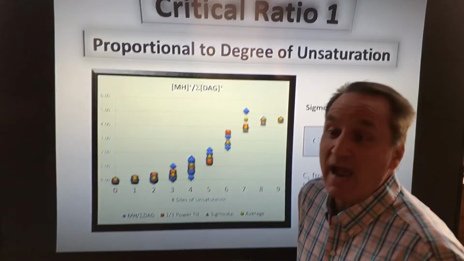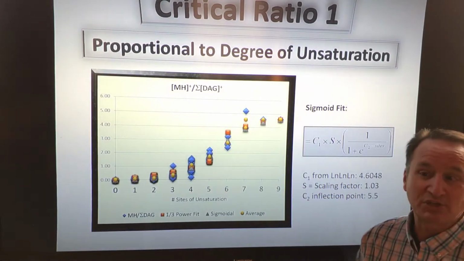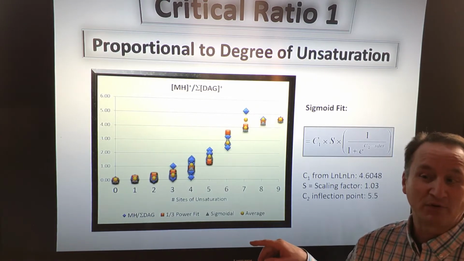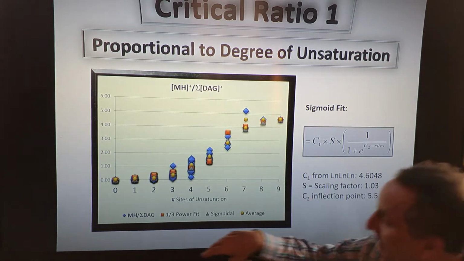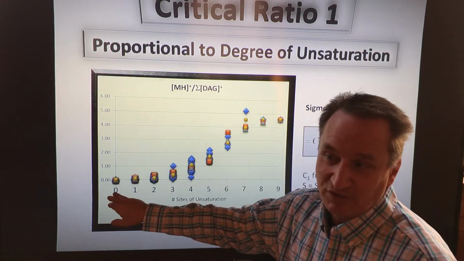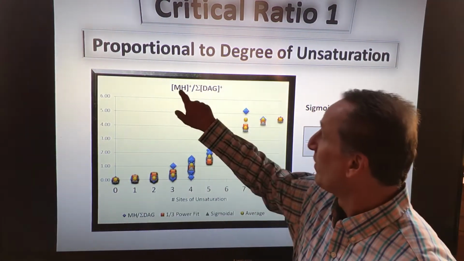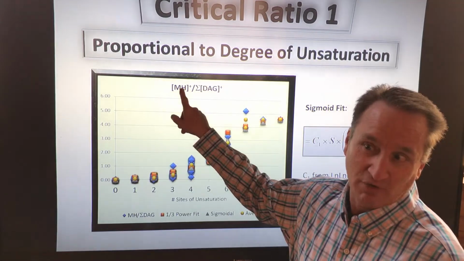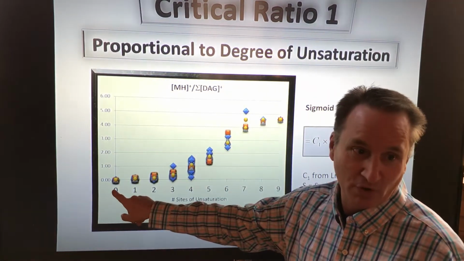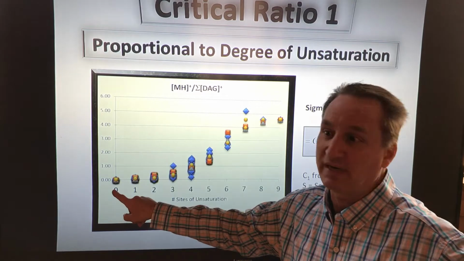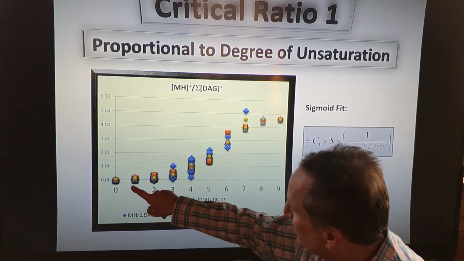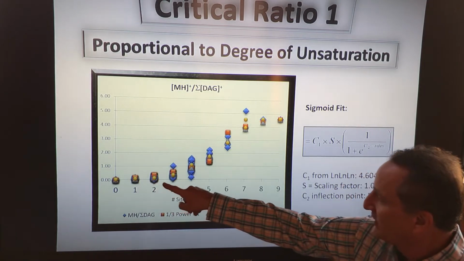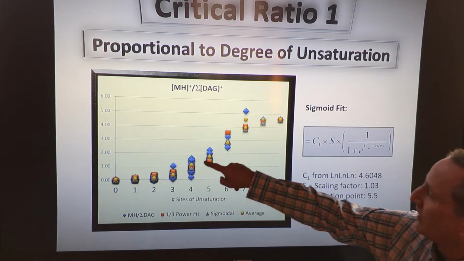So this is the behavior then. This is a plot of the behavior of that one that follows the polyunsaturated fats. If it has 0 sites of unsaturation, that first critical ratio is 0. Like I said, 0 at 0. No unsaturation, you don't get any protonated molecule whatsoever. And then as you go up to the monounsaturated, diunsaturated, you start getting more unsaturation.